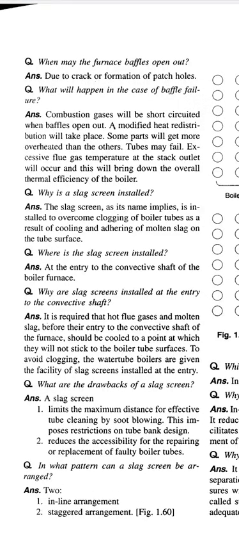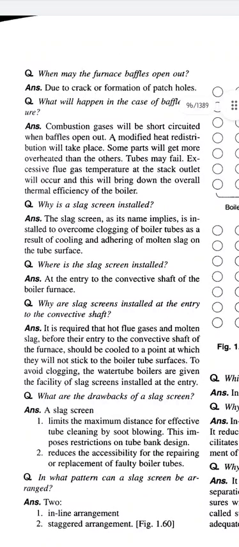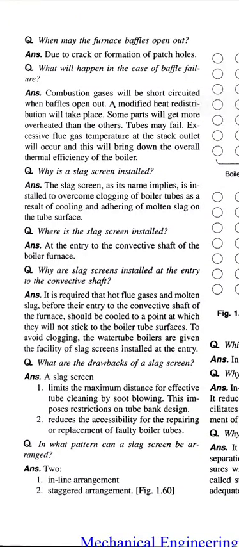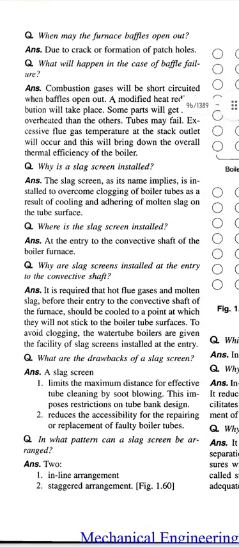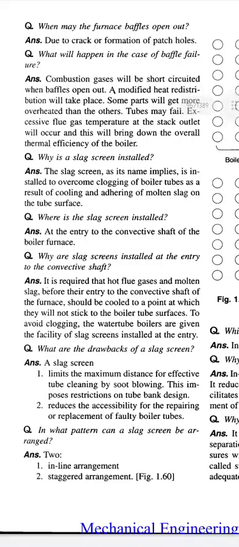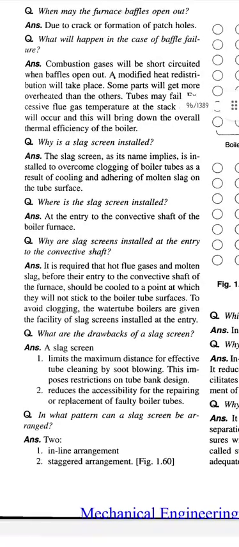Answer: the slag screen, as its name implies, is installed to overcome clogging of boiler tubes as a result of cooling and sticking of molten slag on the tube surfaces. Where is the slag screen installed? At the entry of the convective shaft of the boiler furnace. Why are the slag screens installed at the entry to the convective shafts?